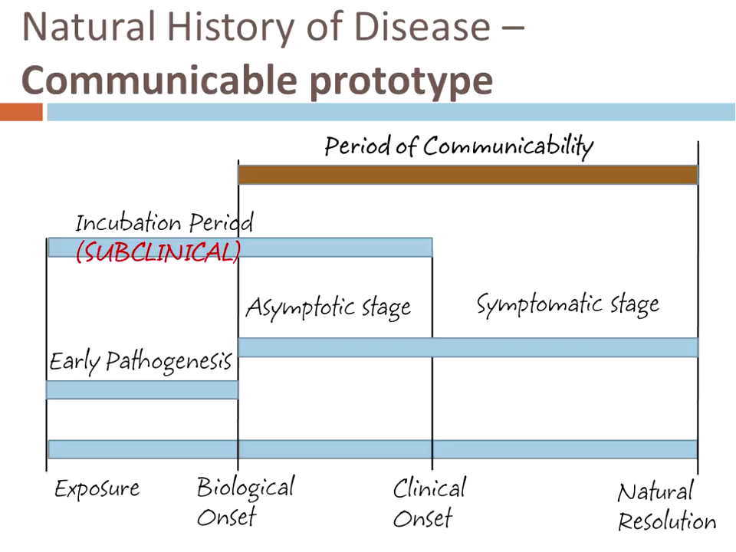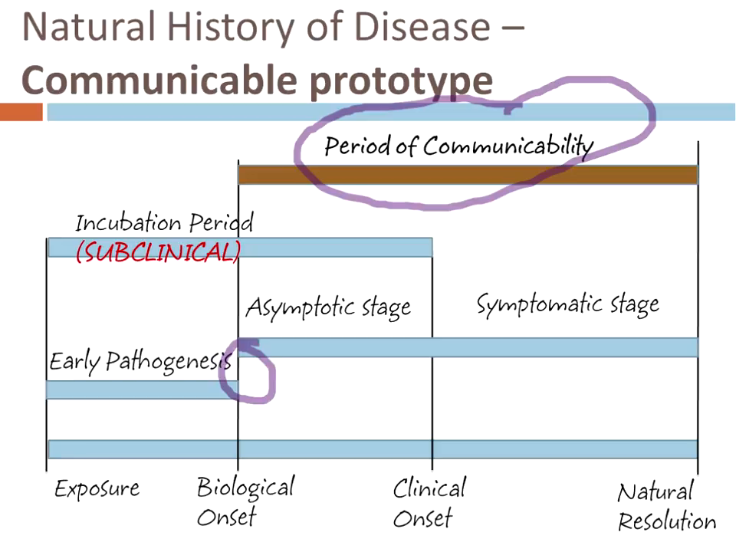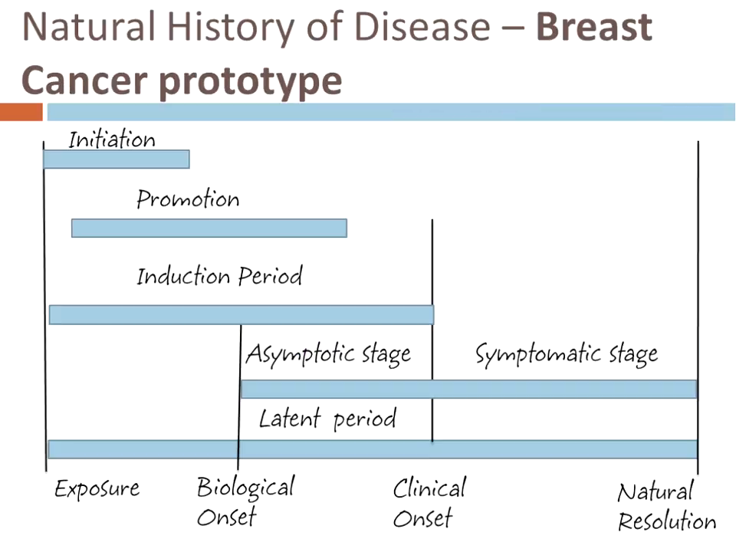So again, the period of communicability is when you can transmit the disease from one person to the other, and this happens when you have the biological onset of the disease. And a lot of times you're asymptomatic with communicable diseases, versus a disease such as cancer, which is a chronic disease. We don't transfer cancer from one person to another, but hepatitis certainly can be transferred.